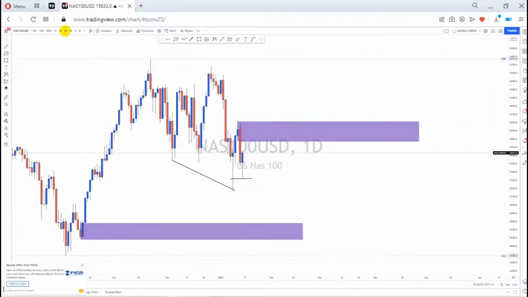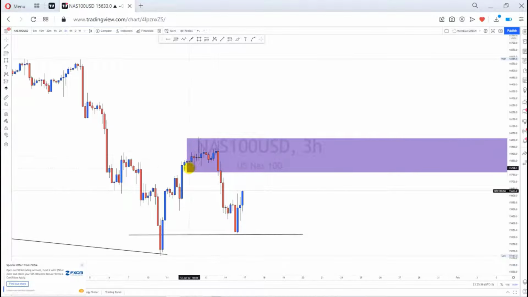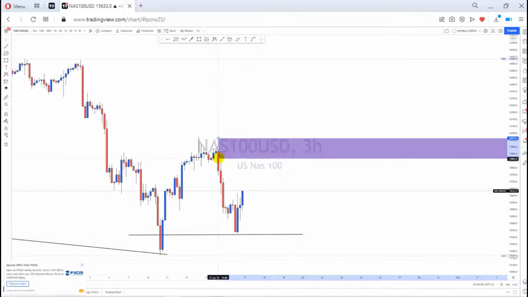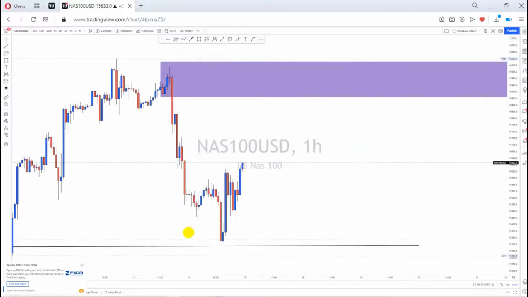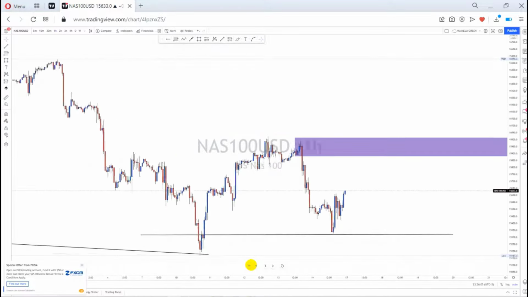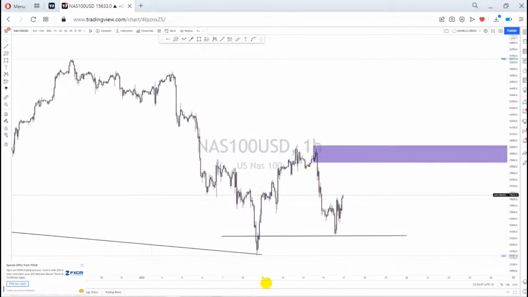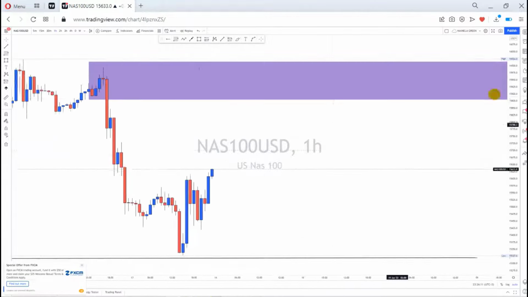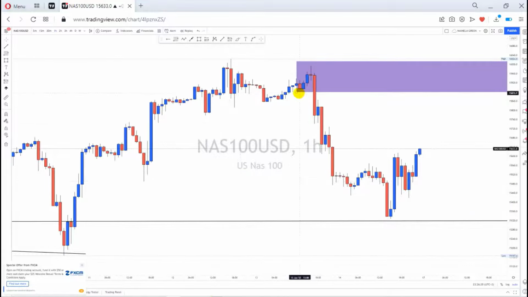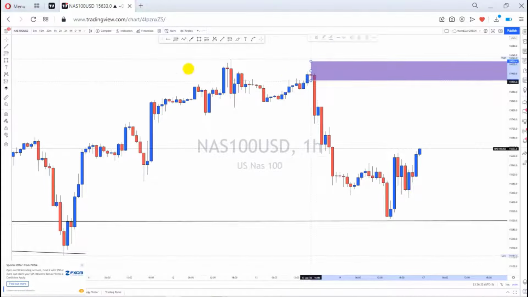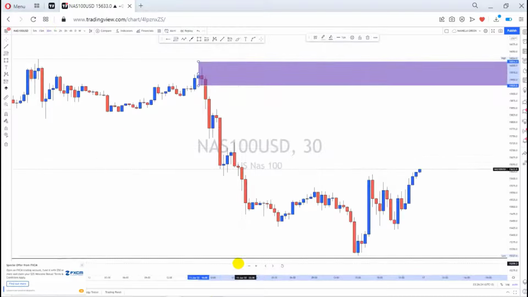Then let's move to the 3-hour time frame and adjust our lines like this. Let's move to 1 hour. This is the supply zone here. Sorry, the demand zone that I spoke about, this reversal point. This small pin bar here is the demand zone. I won't be focusing on this one, I'll be focusing on this part here. So let's end up on the 30 minutes time frame.